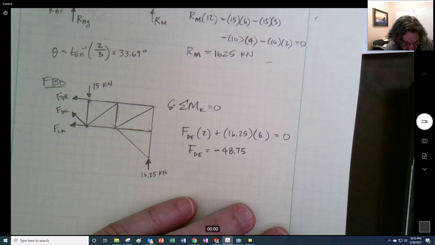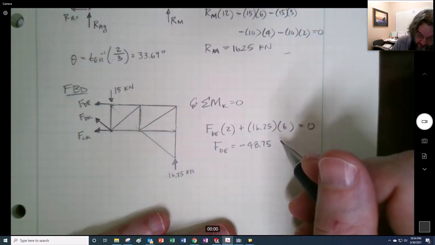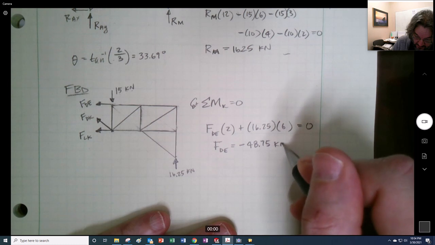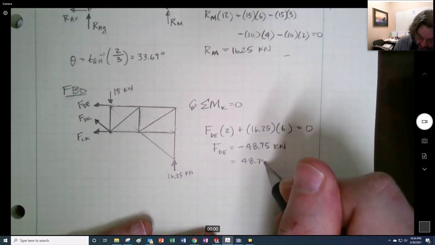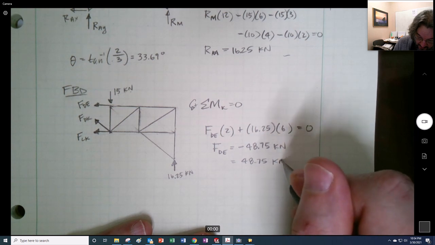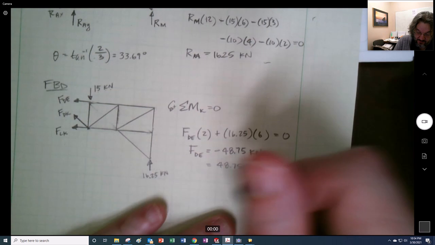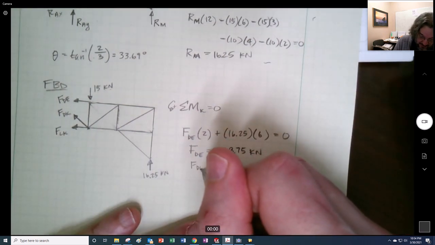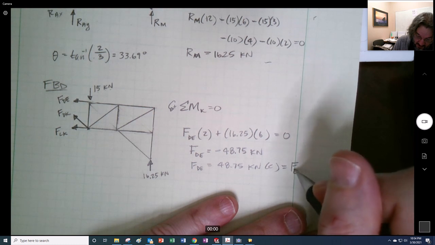Did I miss anything? I don't think so. It's pretty clever, I think. Okay. And so that's kilonewton. So 48.75 kilonewton compression. And that's also going to be, so it's FDE, which is also equal to FEF.